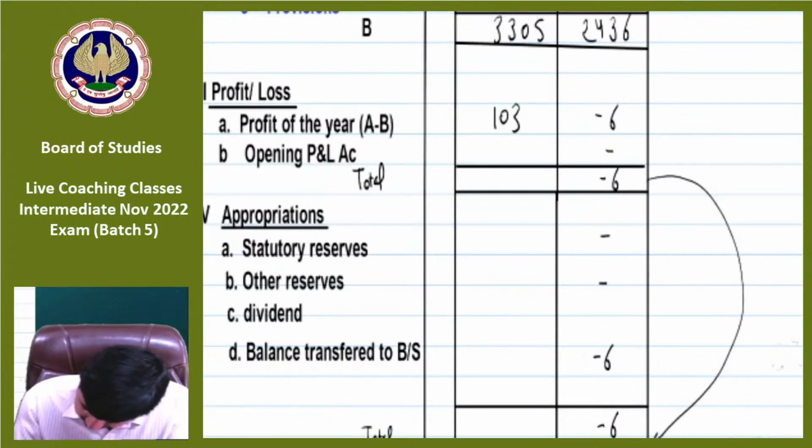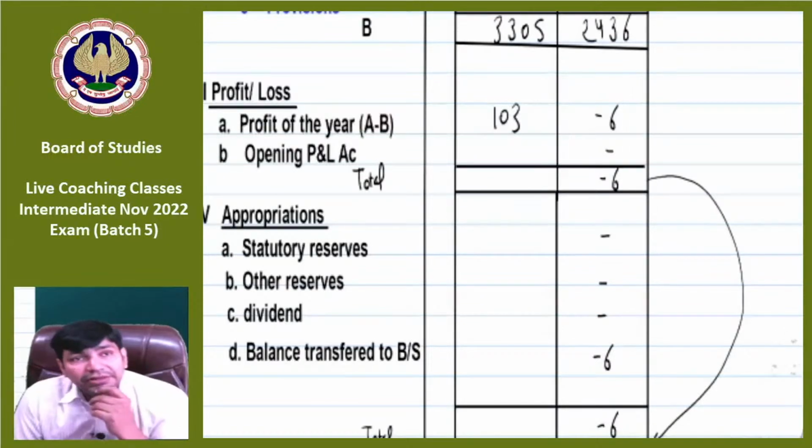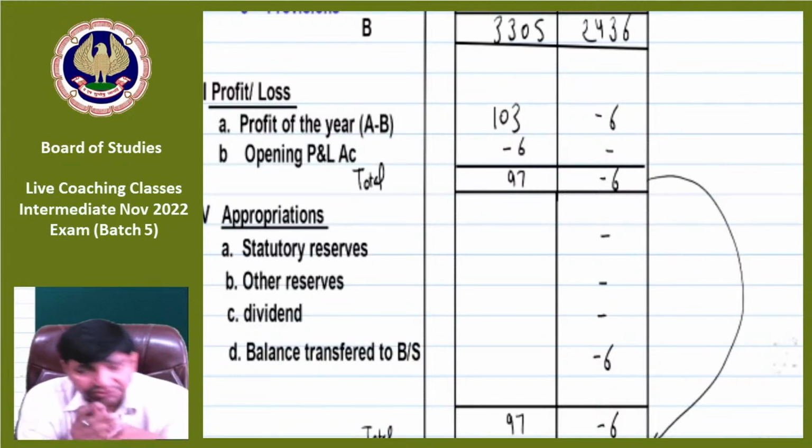No statutory reserve, no other reserve, no dividend, because profit was not there. Then how can we transfer to any reserve? So loss was carried forward, and the total becomes 97,000. Okay, beta. Now it's the time to distribute 97,000.